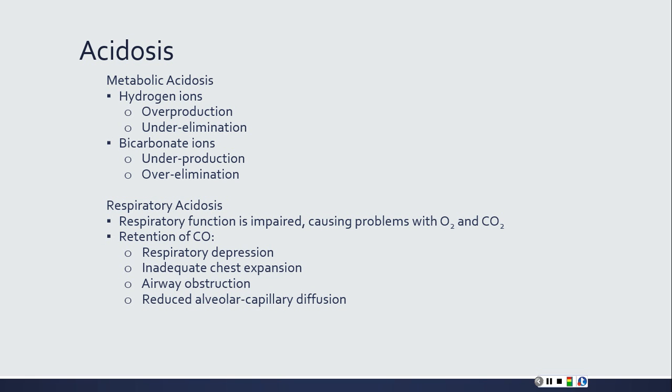Also, airway obstruction. You obstruct the airway, you diminish the airway not only for the oxygen to come in, but for the CO2 to go out. And then also reduced alveolar capillary diffusion. What happens during diffusion at the alveoli? Gas exchange, which is oxygen goes from the lung to the blood, and then what happens? CO2 goes from the blood to the lung. If you have an imbalance in that diffusion process, you can have retained CO2, increased CO2 levels.